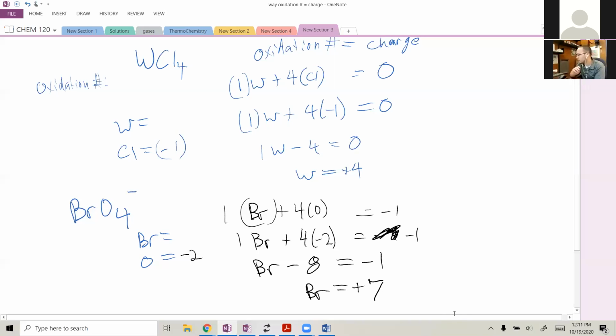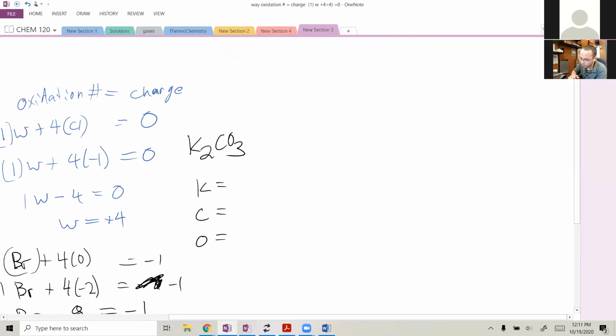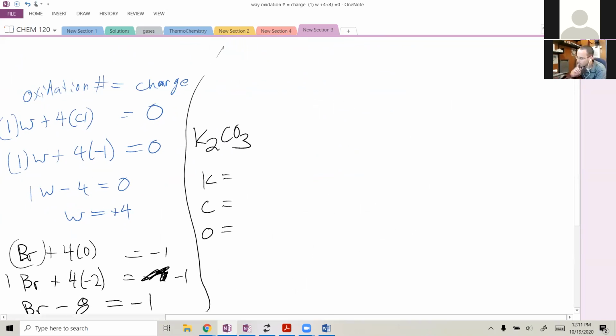That can get more complicated because we could have something that has more than just 2 elements. So we could have something like K2CO3. And we might have to find all 3 of these oxidation numbers. So you can do this in the same way that we've been doing the other ones by setting up our oxidation state equation. And so our charge in this case is going to be 0. And we should have 2 potassiums, 1 carbon, and 3 oxygens.